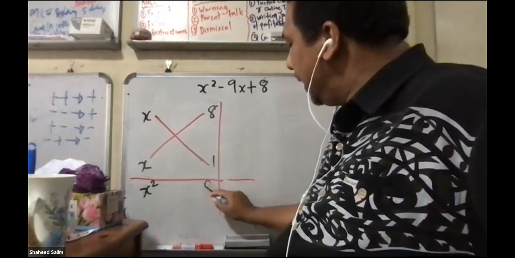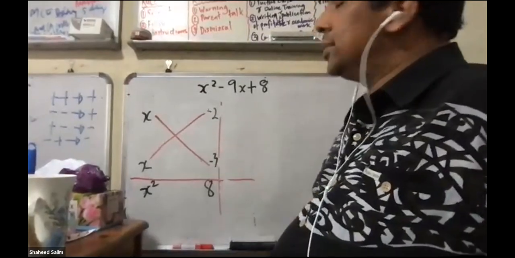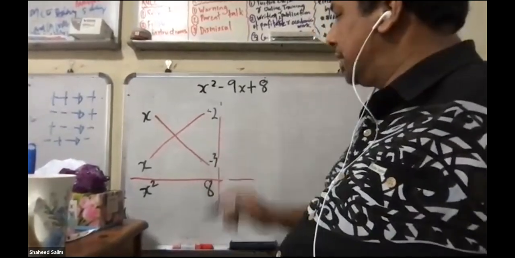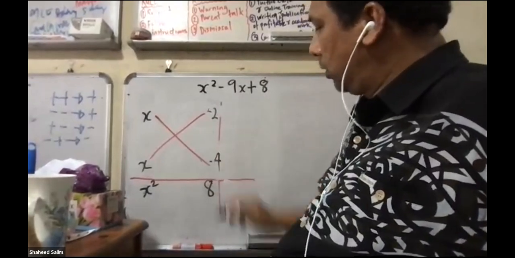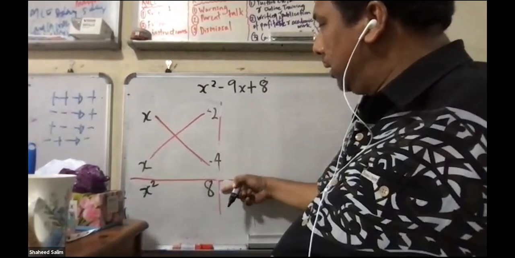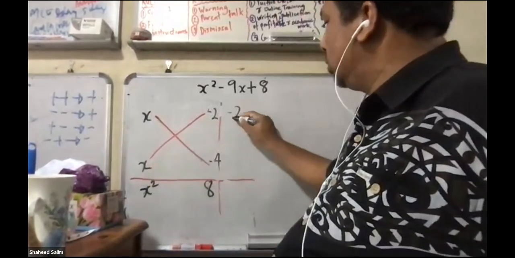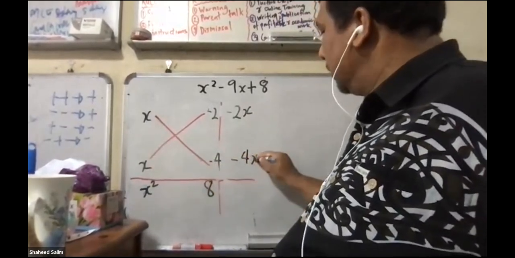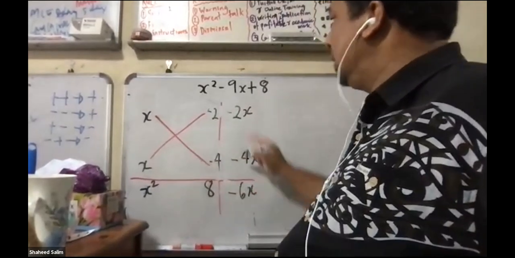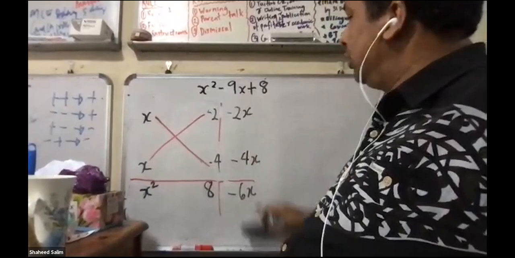Now here you are supposed to get 8. What times what equals 8? Remember? I put minus 2 and minus 3. Minus 2 times minus 3, you get plus 6. 2 times 3 gets 6. Minus 2 minus 4, yes. 2 times 4 is 8. But the problem down here is x times minus 2 is minus 2x. X times minus 4 is minus 4x. You add together, you get minus 6x. We want minus 9x. So we try what other numbers can you multiply to get 8?